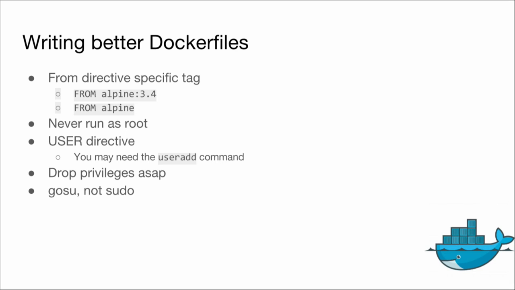Writing better Dockerfiles. This is important because if you want consistency in your images, it's better to pull the specific tag. So it's better, for example, to use FROM alpine:3.4 instead of FROM alpine. And never run as root.